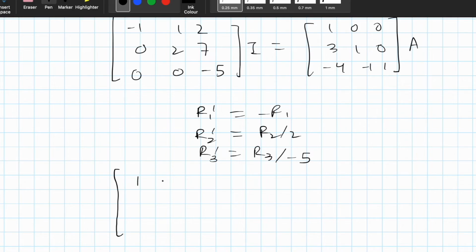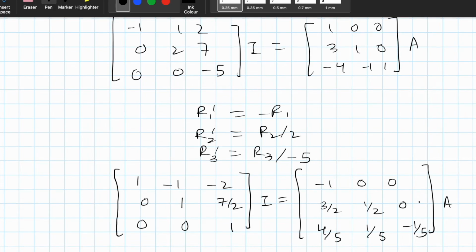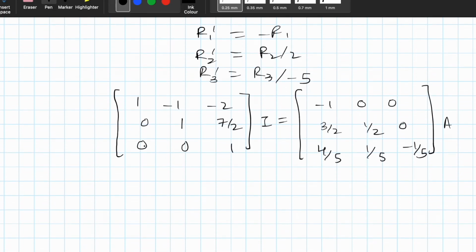So this becomes 1, minus 1, minus 2, 0, 1, 7 by 2. This becomes 0, 0, 1. I equals, from the same things on the identity matrix as well. So this becomes row 2 is 3 by 2, 1 by 2, 0. This is 4 by 5, 1 by 5, minus 1 by 5. Okay. Now we just have one last little step remaining. We have to convert this into the identity matrix, right?